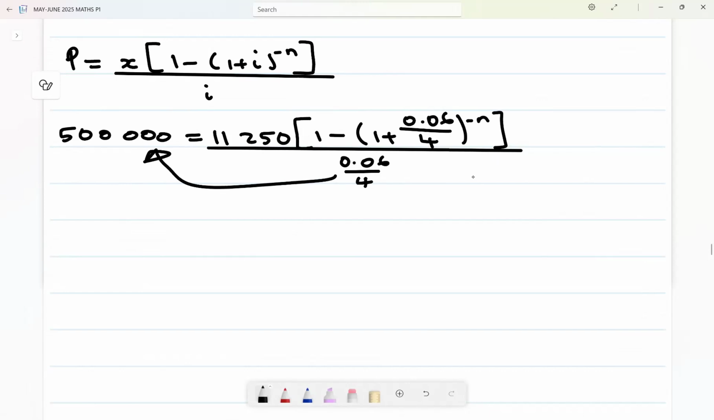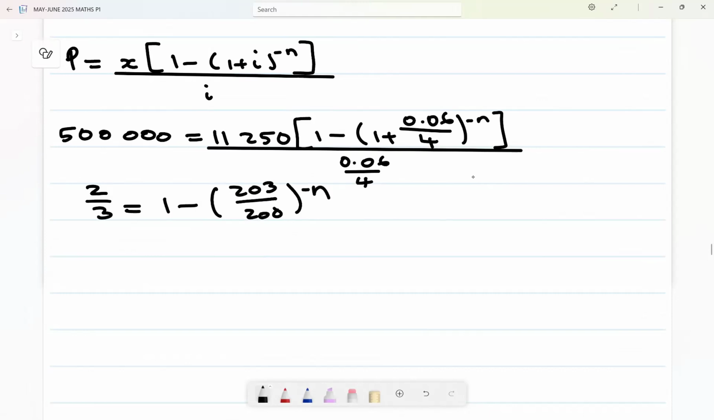I divide 7,500 by 11,250. I get 2/3. It is equal to what? 1 minus, I'm left with 1 minus 1 plus 0.06 divided by 4, which is 203 divided by 200 to the power of negative n. And then I can take this one to the other side so that it becomes positive. 203/200 to the power of negative n is equal to 1 minus 2/3, which is 1/3.